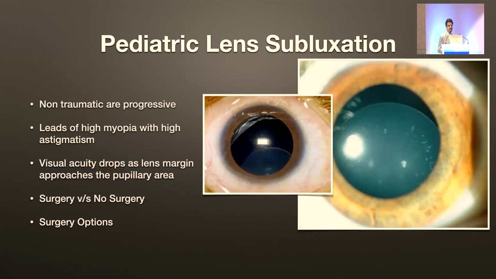When we are dealing with pediatric lens subluxation, we are dealing with a non-traumatic and generally progressive lens subluxation, which leads to high myopia and high astigmatism. Visual acuity drops as the lens margin approaches the visual axis or the pupillary area. So we have to decide when to operate and whether to operate or not. That decision will be based on the age of the child and the visual acuity.